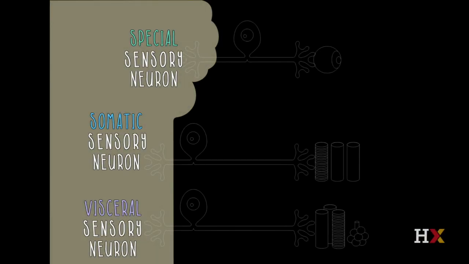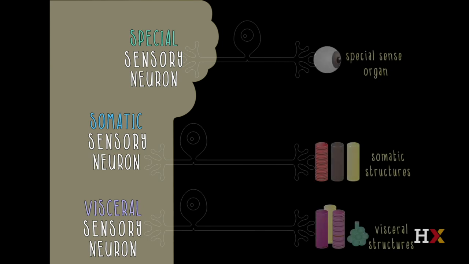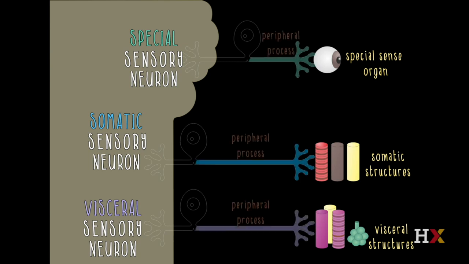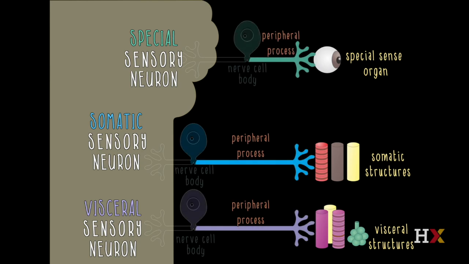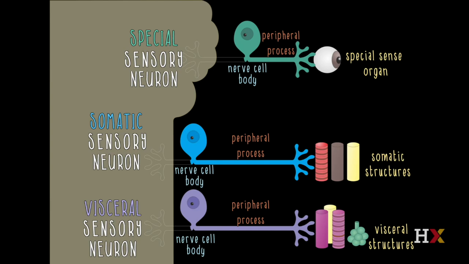So the special sensory nerve pathway, in this case I've illustrated the eye. So one neuron between the eye, the retina of the eye, and the central nervous system. So peripheral processes in the retina, nerve cell body outside the eye, central process going to the central nervous system. In the case of somatic sensory fibers, these will be skin, connective tissue, structures in the joints, peripheral process going to the nerve cell body, central process going into the central nervous system, and the structure of the visceral sensory neuron is exactly the same.